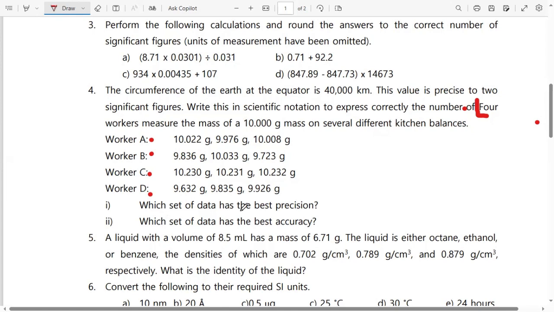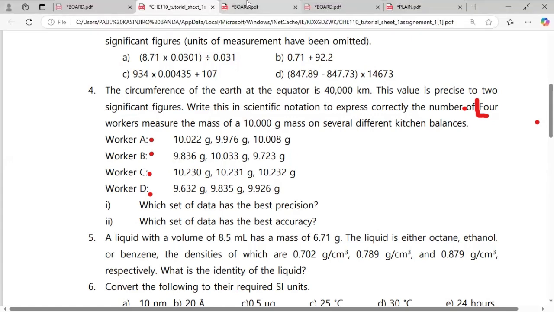Which set of data between the A, B, C, and D has the best precision? And then the other question is which set of data has the best accuracy? Okay, so before you even solve here, you have to know the definitions of what accuracy is and what precision is. So accuracy and precision will go hand in hand.